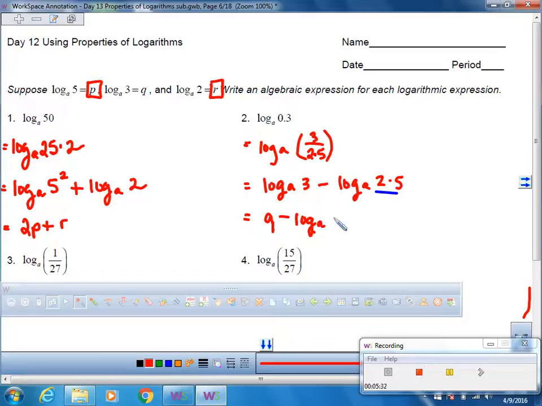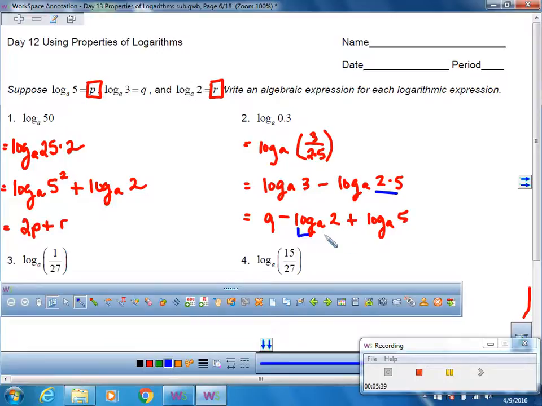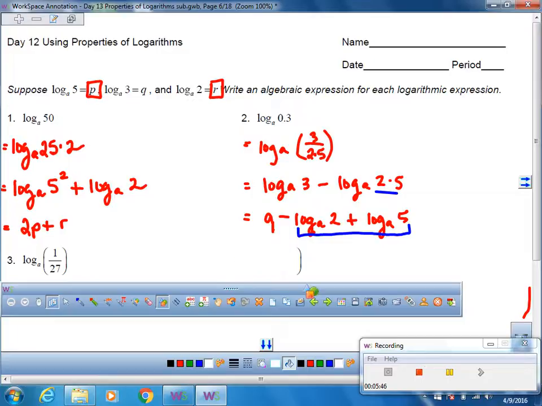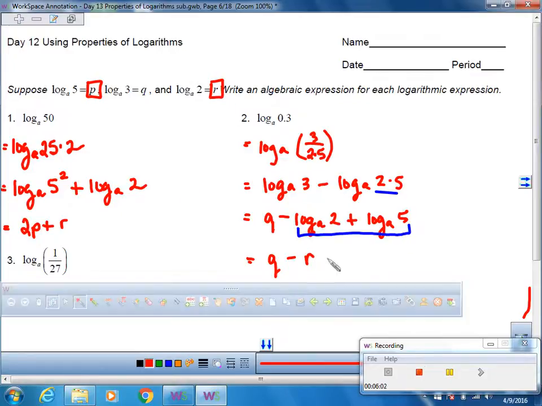Okay, so log A of 2 plus log A of 5. So that's that piece right there in blue. And then if I go ahead and cover this up, now I have Q minus log A of 2, which is actually R, and log A of 5 is actually P. So that's kind of what we did yesterday.